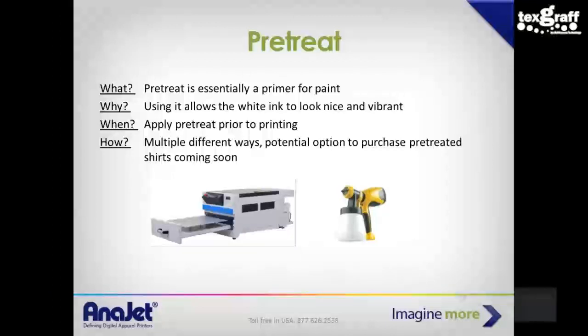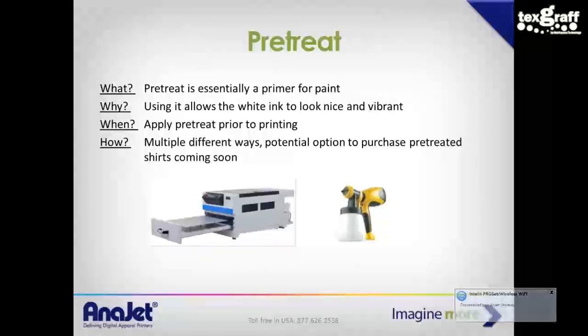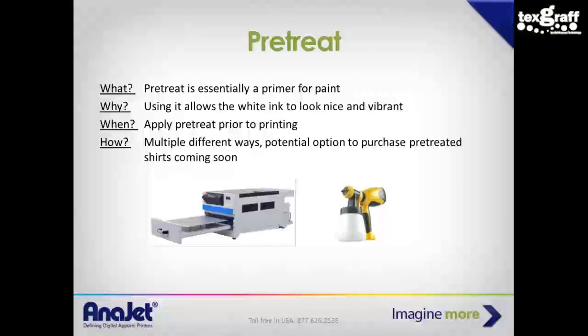AnaJet is currently in the process of working with a supplier to have the shirts ordered pre-treated. So we're looking to eliminate this step completely for you. Right now, that's not the case, but as we see technology improve, these are some of the things that we're working on. So the goal for us is for you to be able to purchase a shirt from this supplier that is completely 100% pre-treated, so you can skip this step. And it's something that we're working towards, and hopefully we'll have in the near future for you.